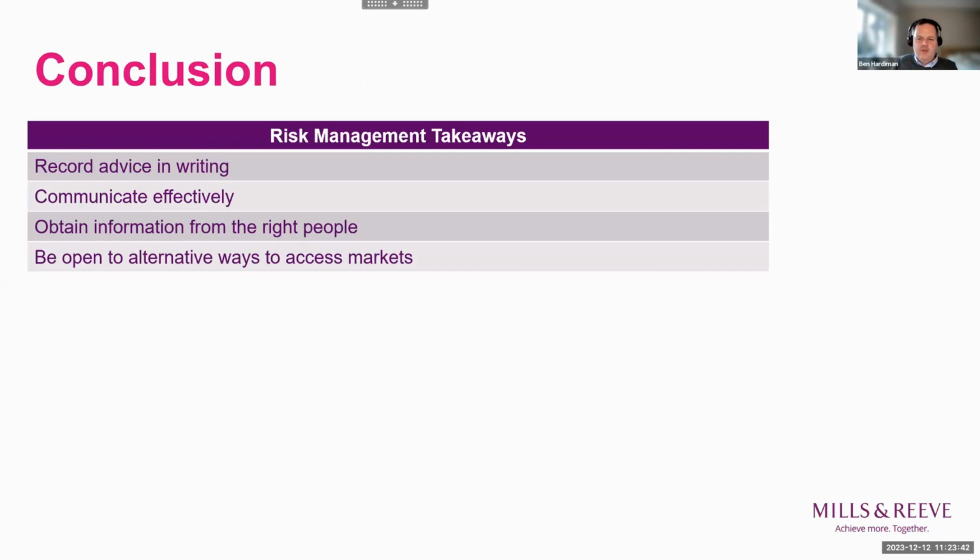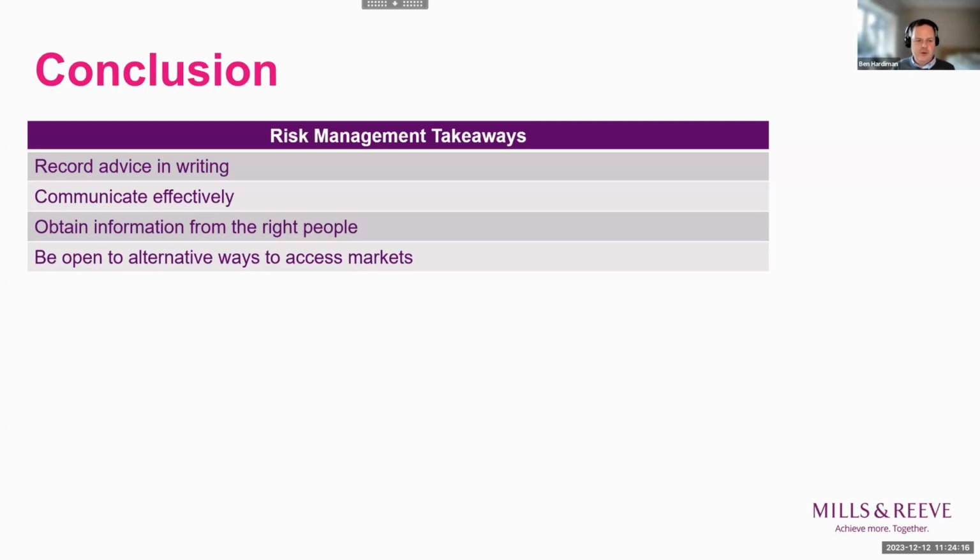So to conclude, we've given a number of risk management tips today, but they essentially revolve around these. And number one is really critical. If the advice isn't recorded in writing, if you haven't got a contemporaneous record of what was said, the case law shows that judges will find it very difficult to accept that you gave the advice you say that you gave. Communication is critical, whether that's with your client, with the insurer, with a wholesale broker, or even internally.